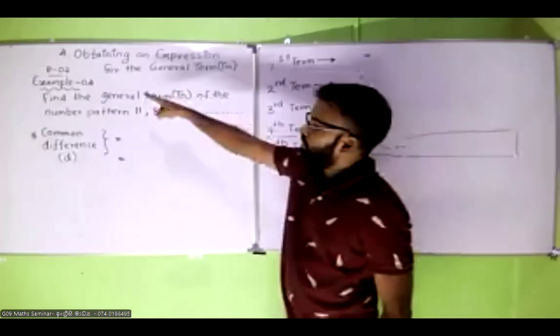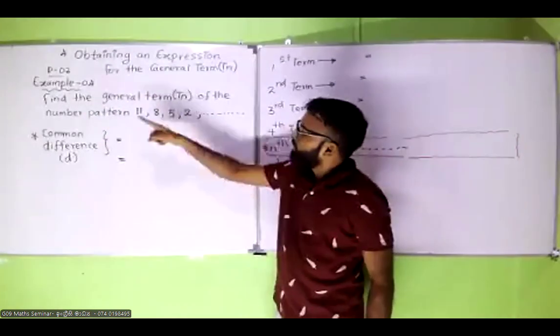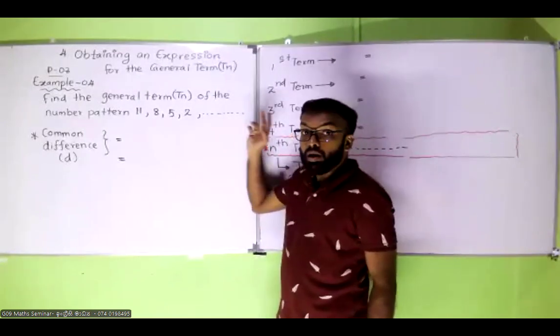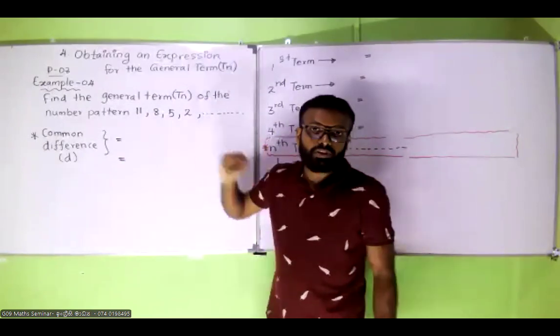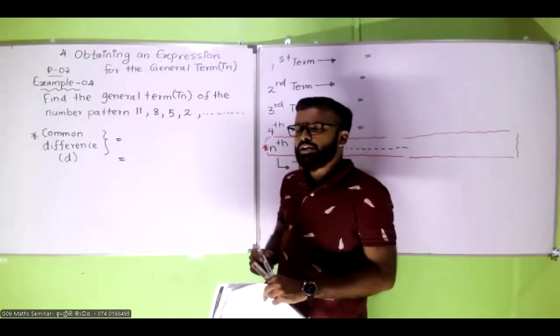This is example number 4. Find the general term Tn of the number pattern 11, 8, 5, 2, and so on. First, find the common difference. How are we going to find the common difference?